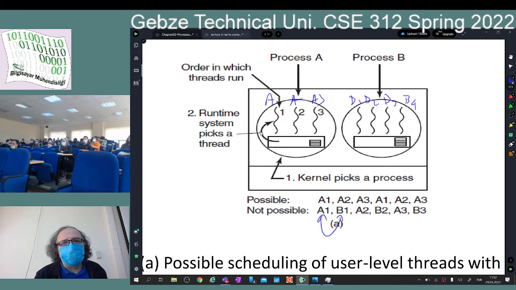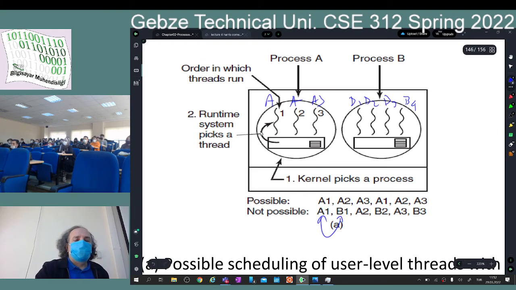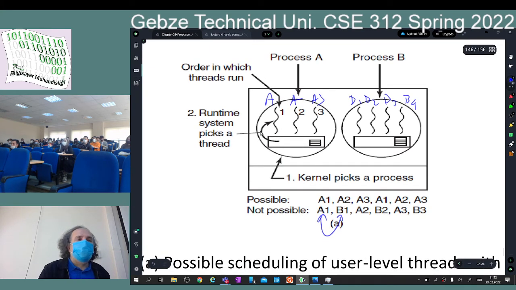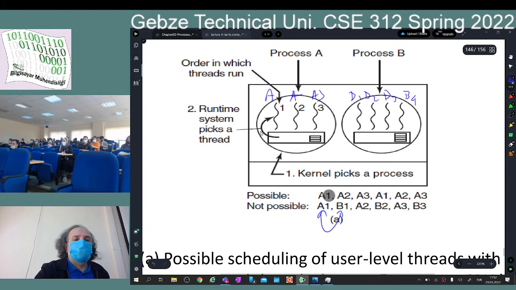Well, you might say that it's a good thing. Why? Because if I keep switching between the threads of A, that's a less context switch time than switching from A1 to B1. Because when you switch from A1 to B1, you are changing your address space. Okay, everything changes. It's a much more expensive switch than switching from A1 to A2, right? So maybe it's a good thing, you might say, right?